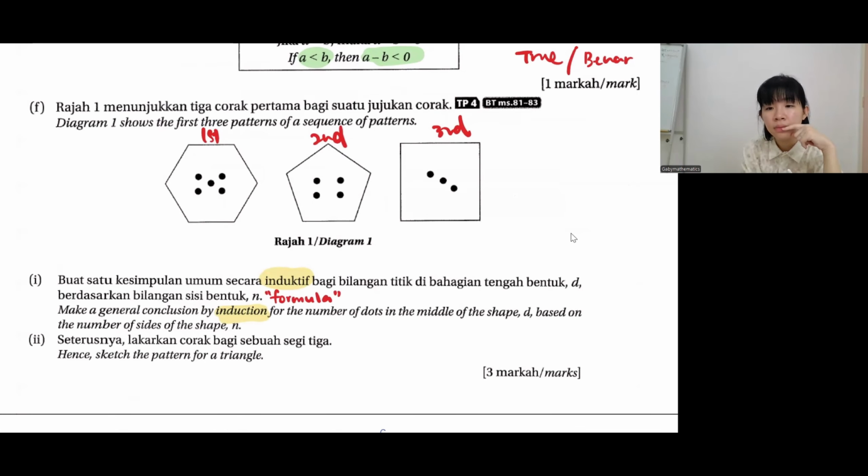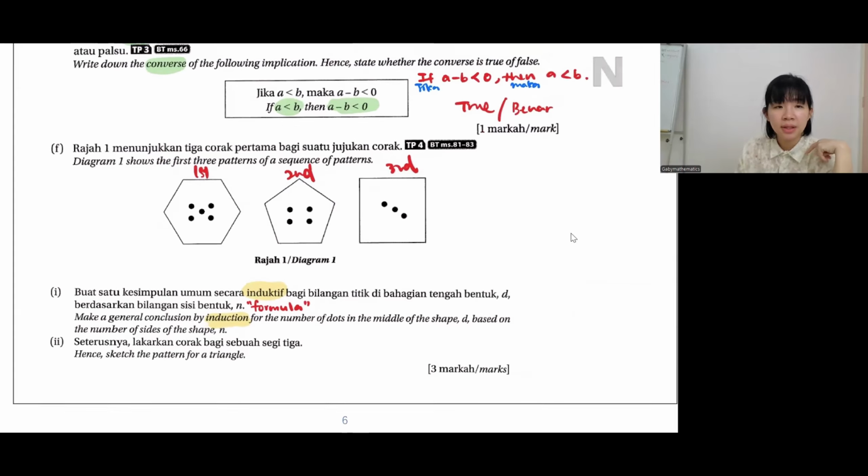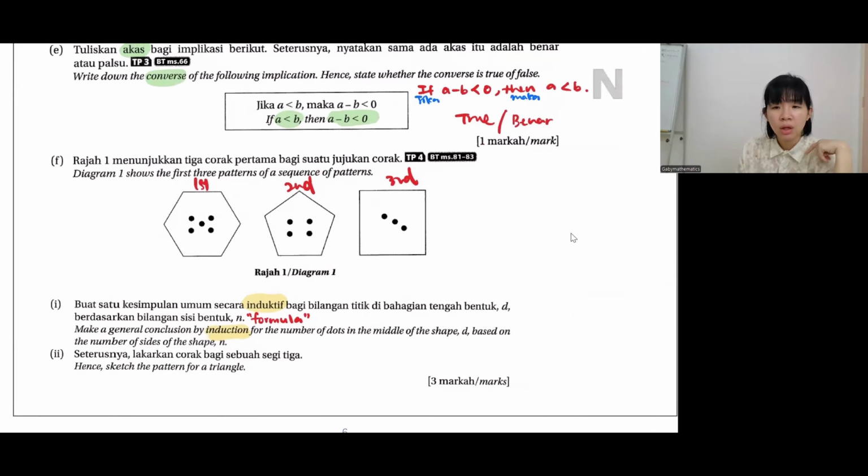Am I lagging? Guys, am I lagging? Can you hear me clearly? Can you see it smoothly? Smooth or not smooth? Oh, okay, just a little bit. Okay, okay.